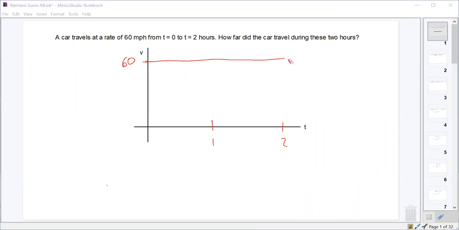Now, think real hard about this. How far did the car go? How far did I go in those 2 hours? Tough one. 120 miles. Are you sure? My intuition would tell me yes. 120 miles, right? Pretty straightforward. Everybody good with that? I hope. All right, cool.